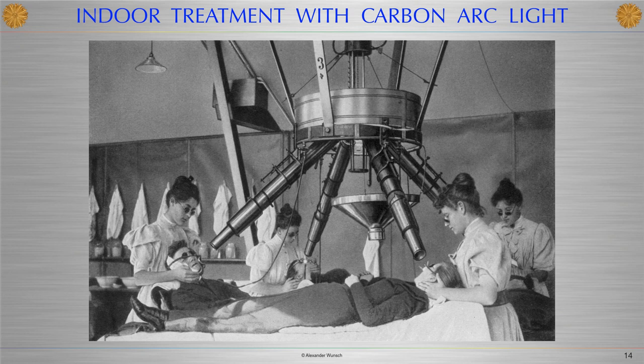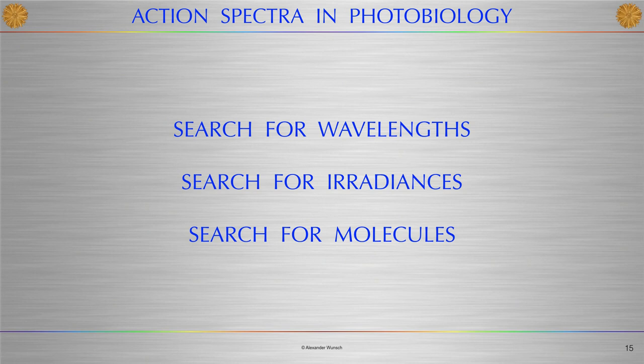But now an important question occurred. The search for wavelengths, the search for irradiances, how strong has the light to be shown on the lesions that it works. And finally, the search for the molecules which would accept the radiation. It was the birth, in a way, of action spectra. So what the researchers did, they tried to define which wavelength is absolutely necessary for achieving the effect. This was even more fueled by the discovery of Hulchinski in the 1920s.